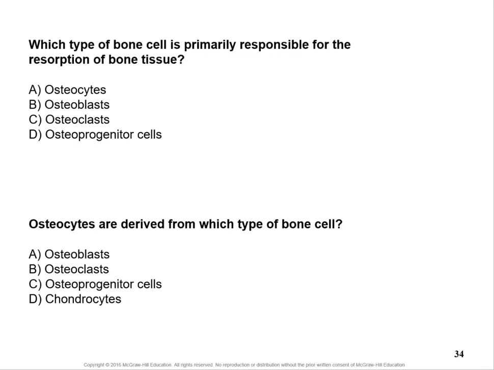Okay, osteocytes are derived from which type of bone cell? A, osteoblasts. Yes, osteoblasts. Remember, it goes osteoprogenitor cells, osteoblasts. The osteoblasts then secrete osteoid. The osteoid calcifies. The osteoblast is stuck where it is, and it differentiates into an osteocyte.